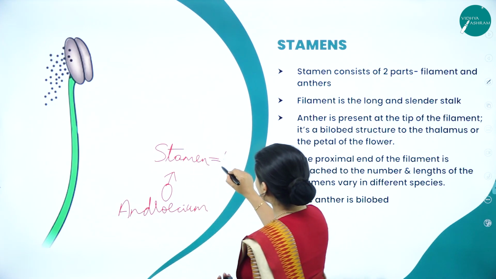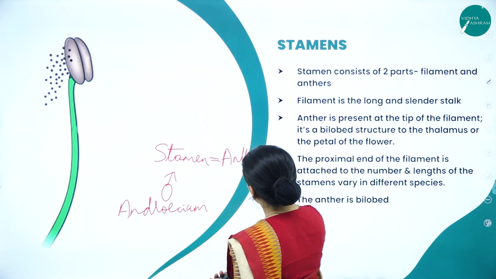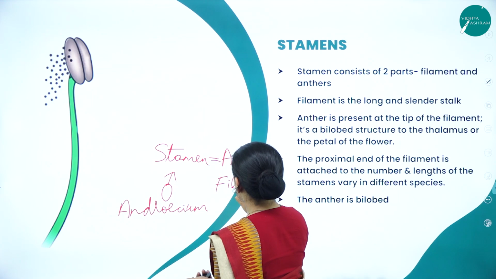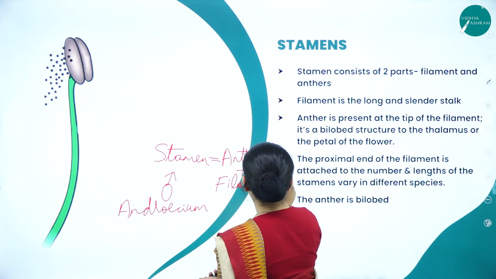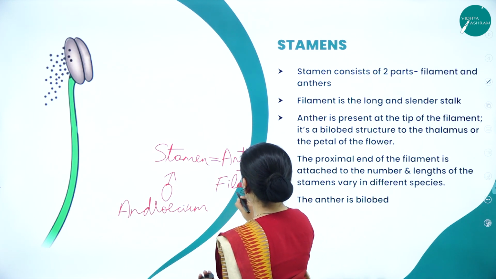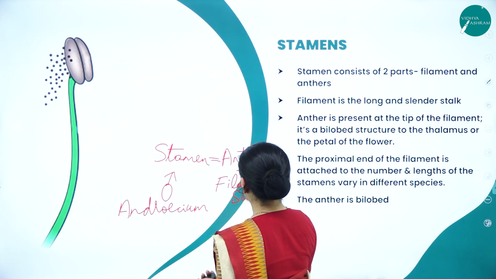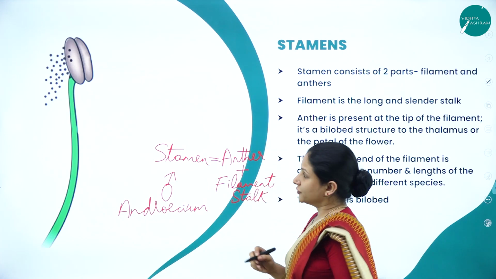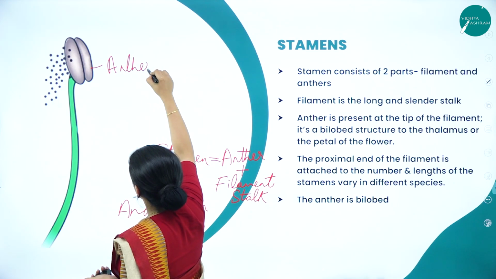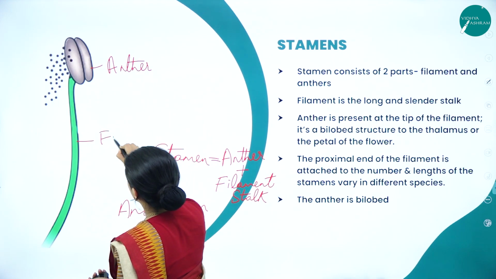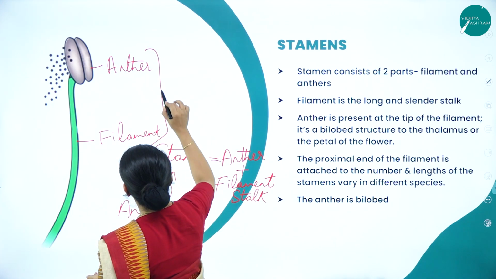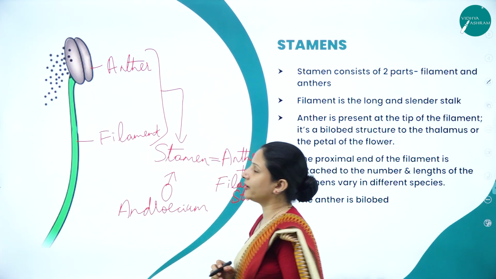The stamen is made up of the anther and the filament. The filament is the one that holds it. So it is anther and filament, or we can call it the stalk. It consists of a slender stalk. This is the anther and this is the filament. Together this is the stamen.